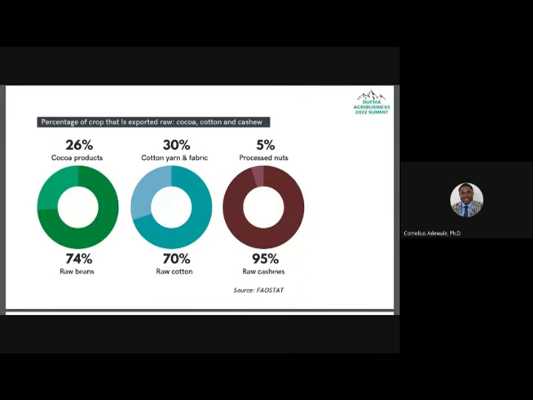Cocoa production or cotton production or raw cashew production. When we look at the percentage of how those crops are exported out of Africa, 74% of cocoa is exported raw. It's 70% for cotton, and it is 95% for cashew. 95%. We just export them raw. Whereas the value is in the processing, where the job creation occurs is in the processing, in how we add more value to it.